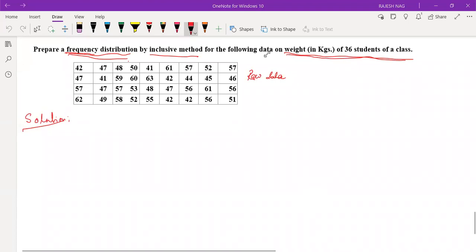Just a minute. Number of, take your notebook and pen and start writing. Since number of class interval.